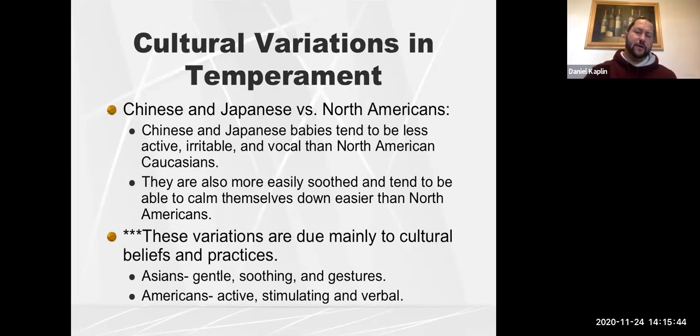And then we have cultural variations in temperament. So we talk about Western and non-Western societies, or individualistic versus collectivistic societies. We tend to see that Chinese and Japanese babies are less active and irritable and vocal than North American Caucasian babies. And the reason is based on cultural norms. We also see that these babies tend to be more easily soothed than North Americans. So these are heavily based on parenting practices and cultural beliefs and practices.